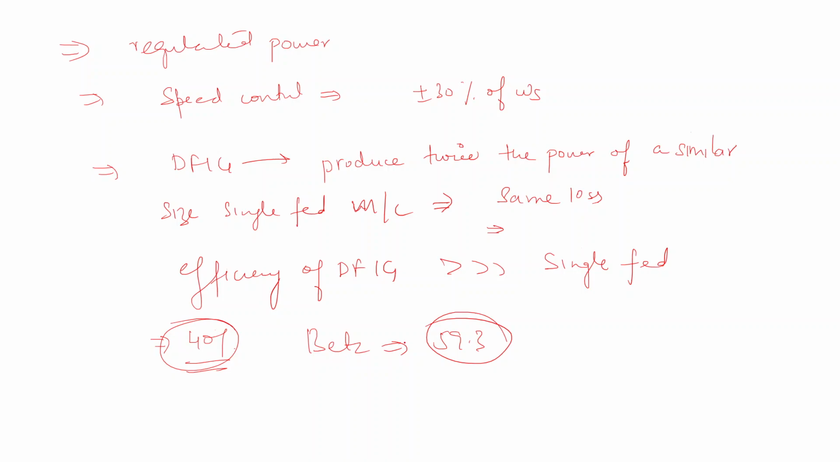So it is our main aim to implement, or we can say, to build a system where our remaining power does not suffer more losses. So that's why doubly fed induction generators have been used.